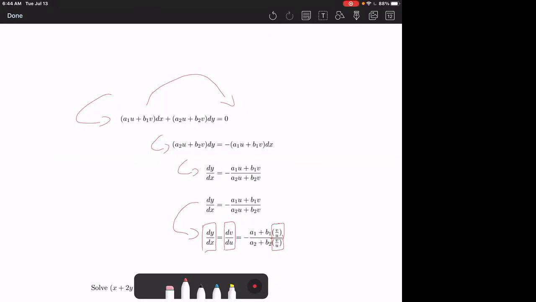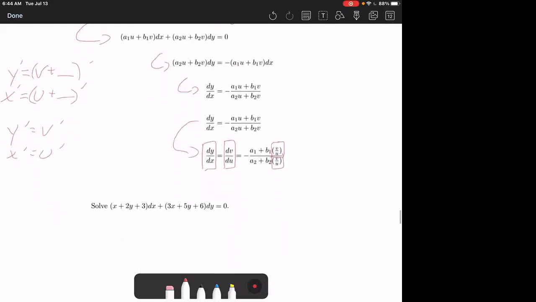Well, remember that y is just equal to v plus some constant, and x is just equal to u plus some constant. So if you took the derivative of both sides of these equations, you would just get that y prime is equal to v prime and x prime is equal to u prime. So dy/dx is equal to dv/du. So that's how we reach this final homogeneous form. So let's see how this works.